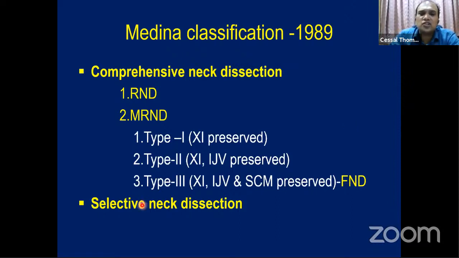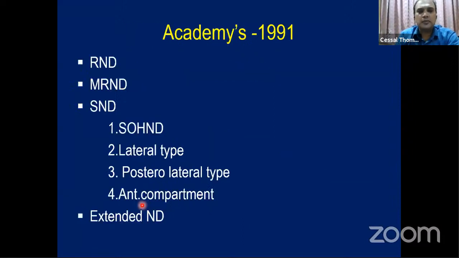The selective neck dissection is not subclassified in Medina classification, but it is subclassified in the Academy's classification. The Academy's classification, broadly, is divided into 4 categories: the radical neck dissection, modified radical neck dissection, selective neck dissection, and the extended neck dissection. That is anything beyond.